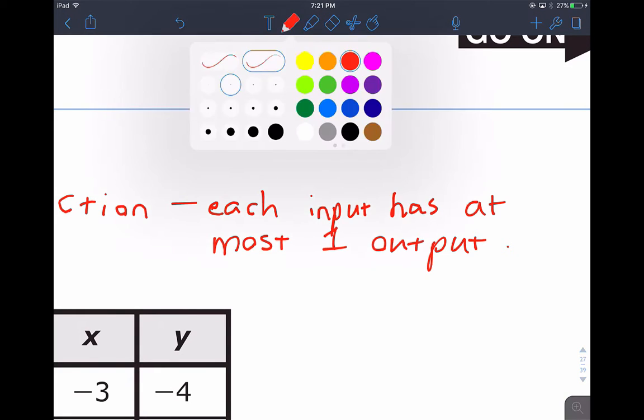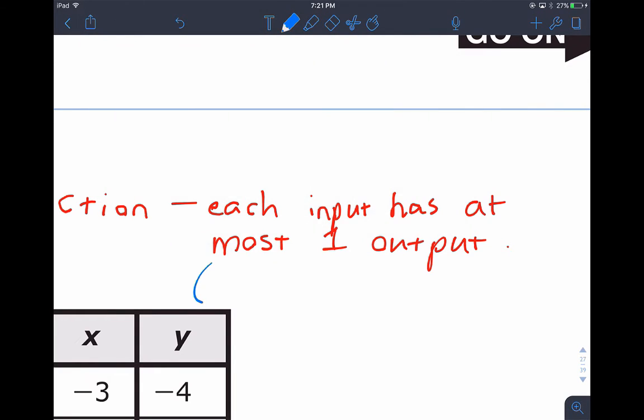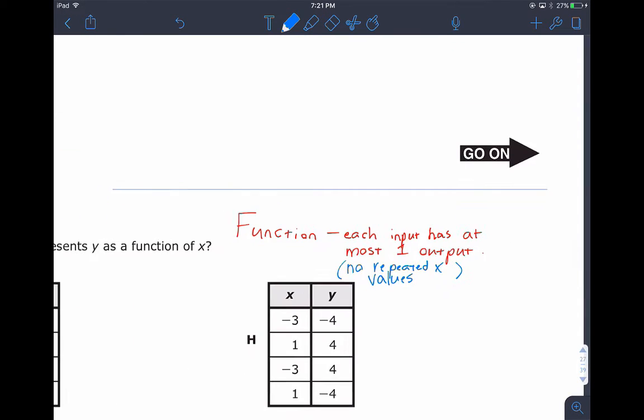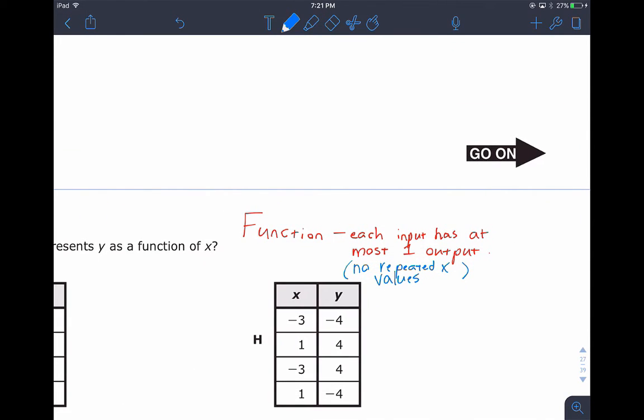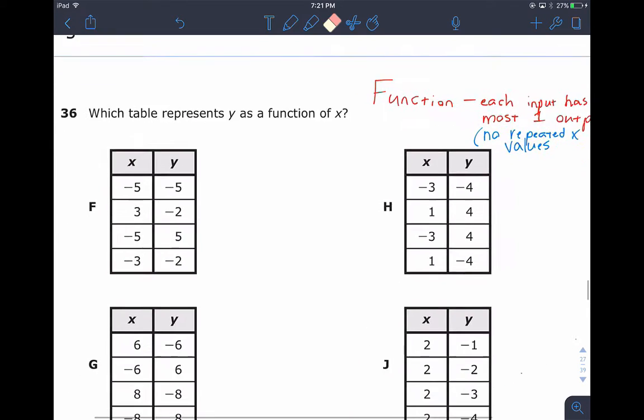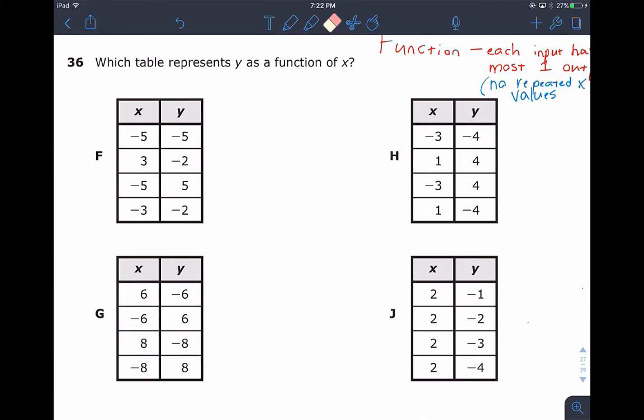Now, a hint for this, I kind of tell my students to look for this. This means no repeated x values. So if your x value repeats, that means you probably have two different outputs corresponding to that same input. So I'll talk about what that means here, just looking at some of these. So we are looking for which one of these does not have any repeated x values.